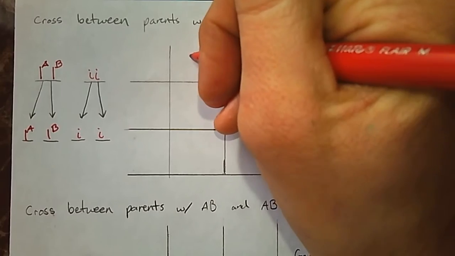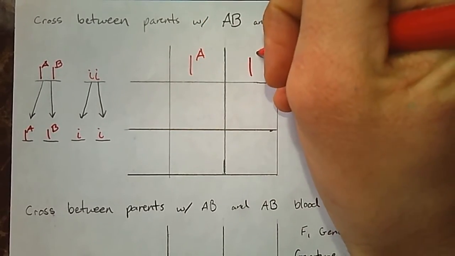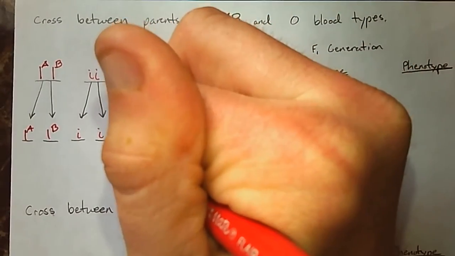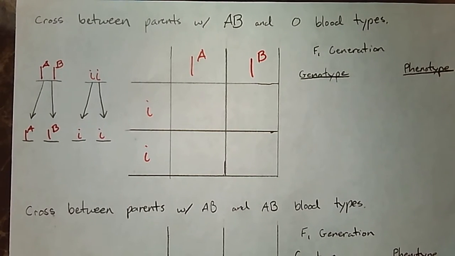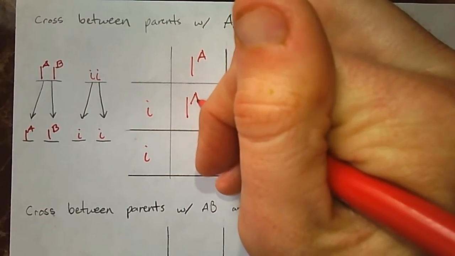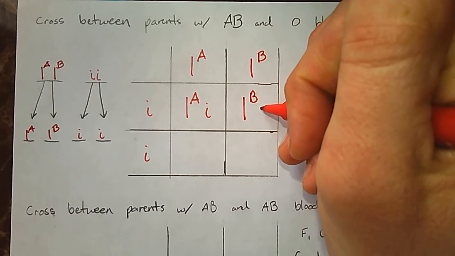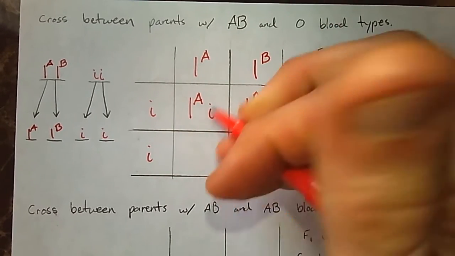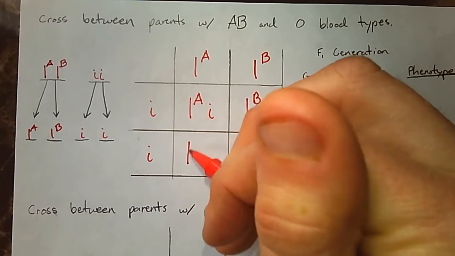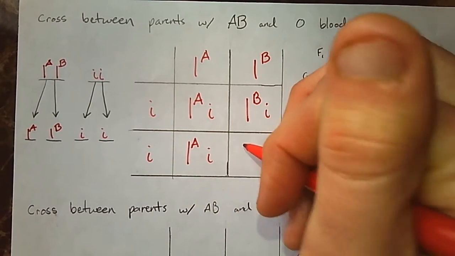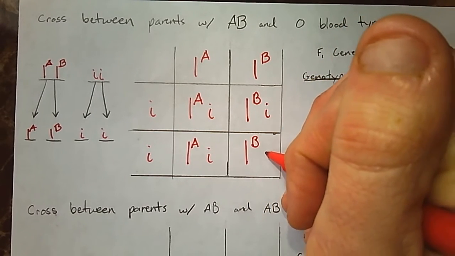So let's set it up. Over on this side we have dominant A, the dominant B, and then on top, little i, little i. All right, so when we do this cross, we're going to get something like this, where the parent is donating one of their dominant alleles, and then the other parent donates their recessive alleles, and it's going to be the exact same thing as we go down our column.